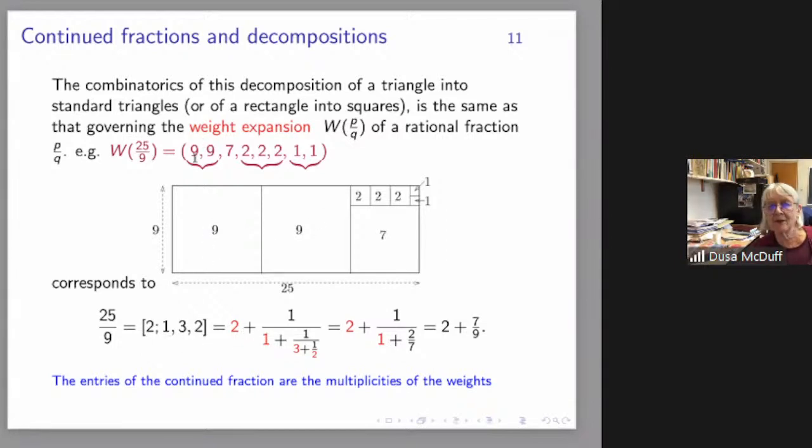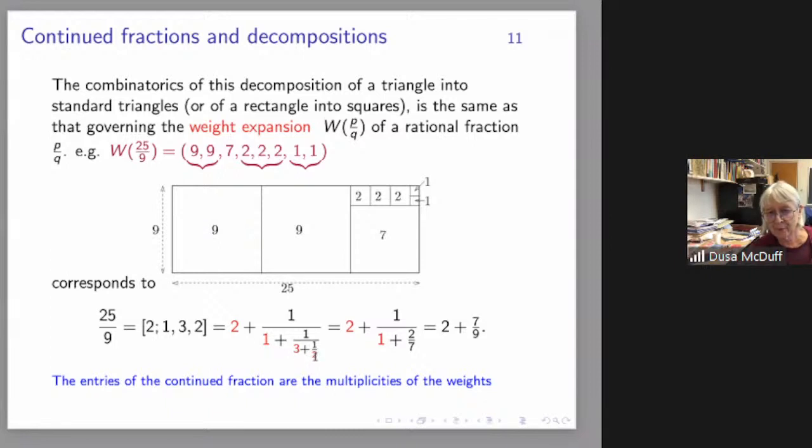So I think these 9s and 7s and 2s are the weights, the sizes of the squares, and the multiplicities are the things that give you the coefficients of the continued fraction. And if you don't believe me that 29 over 5 is this sum, you just work out from the bottom.